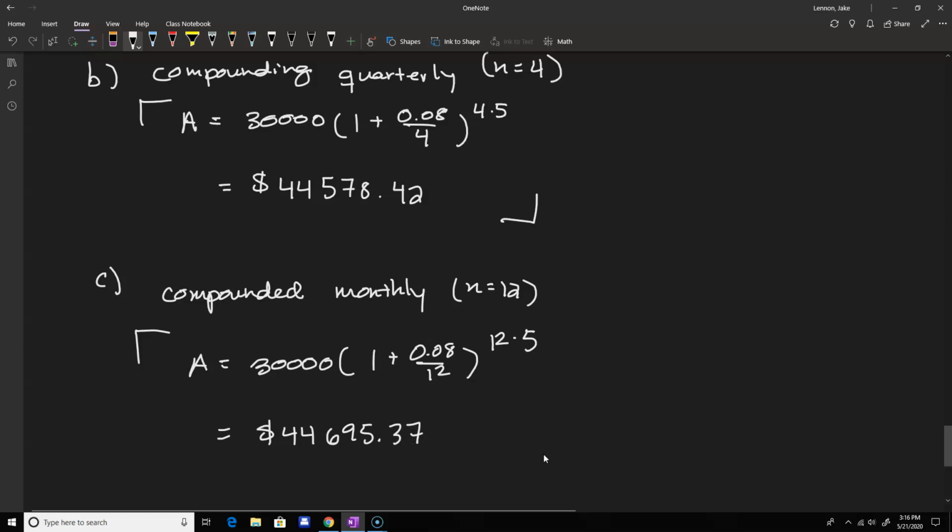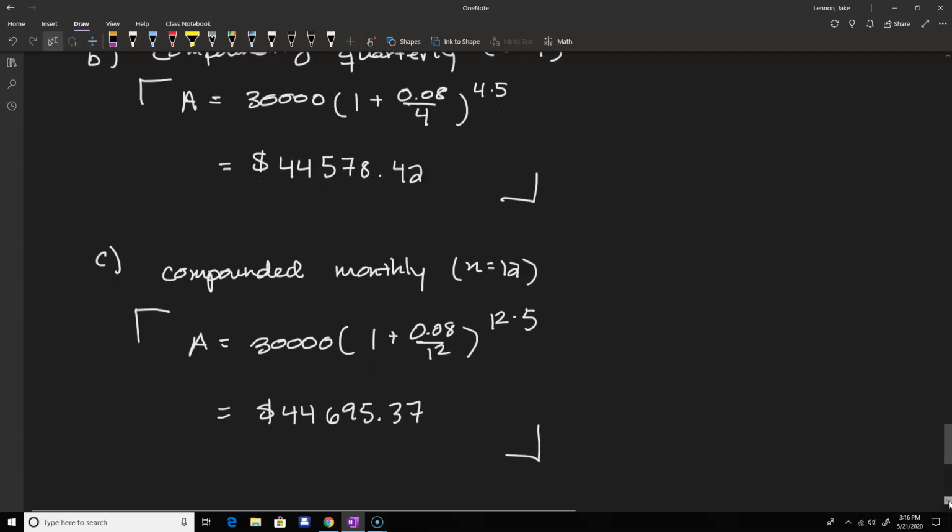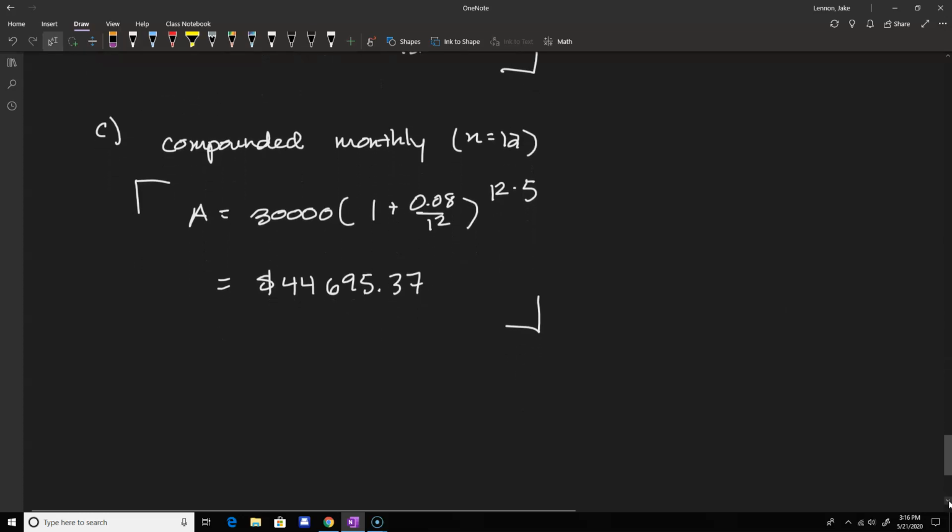Notice that so far the compounding has gotten larger and larger, and our amounts have gotten larger and larger. We started with 44,079 for part A, 44,578 for B. Now we're up to 44,695. So in terms of a nominal rate, the nominal rate is what they say. It's not the effective rate. The effective rate would correspond to what the analogous rate would be for a simple interest situation. Anyway, the nominal interest rate that we're working with here, they're all 8%.